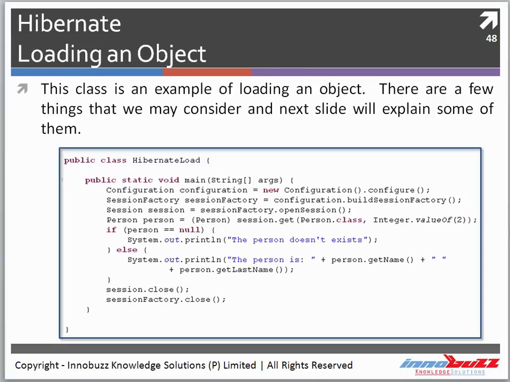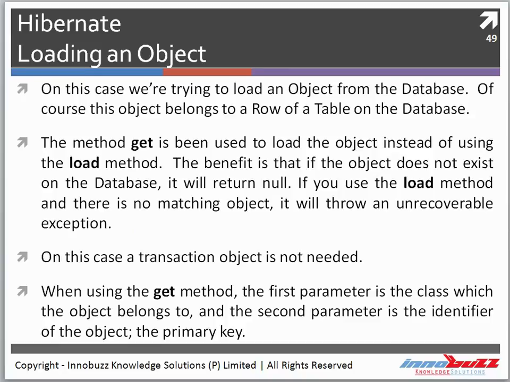If the object is null, it's because there is no object with that ID in this case. If it exists, we're printing the name and last name. Notice that for this example, we did not open any transaction because it's not needed. Here are some additional considerations about the example. Please review.